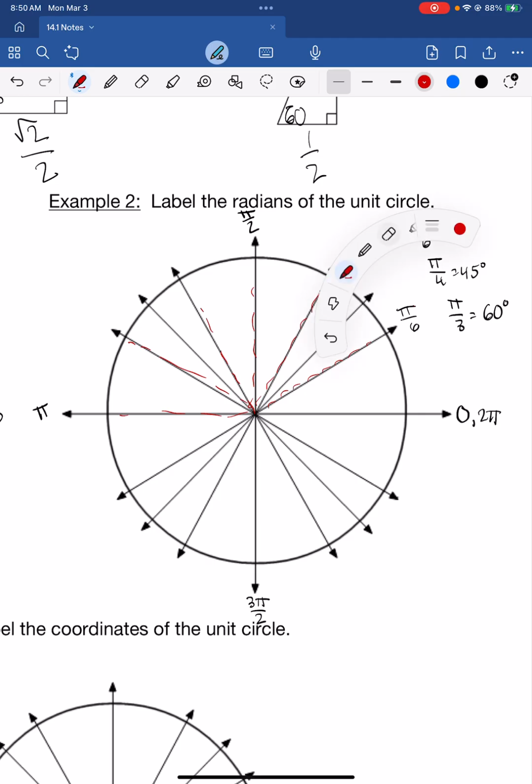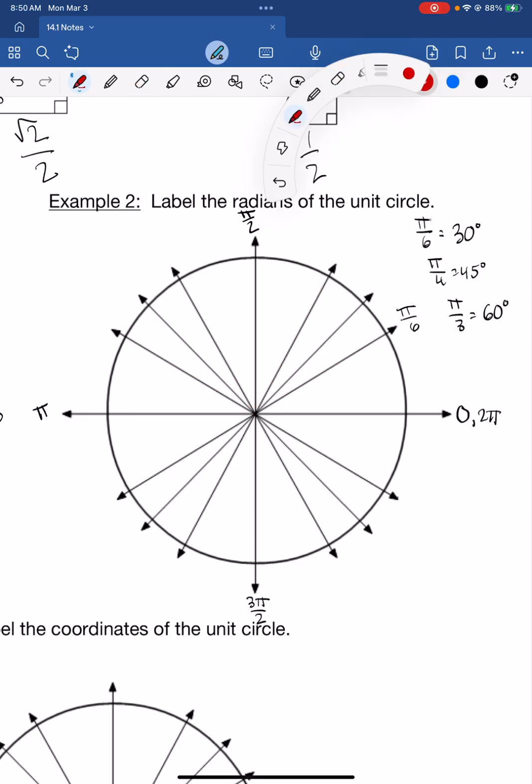Okay. Let's get this eraser here. All right. So let's get back into what we're doing here.